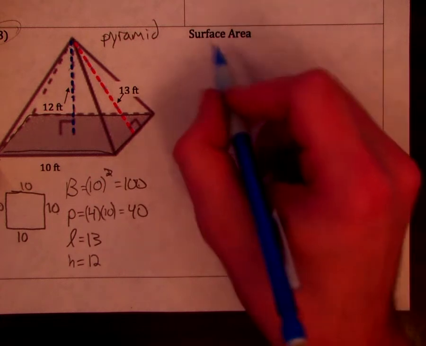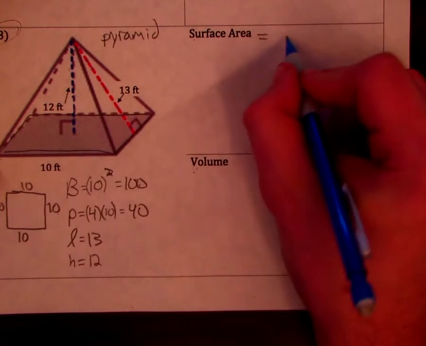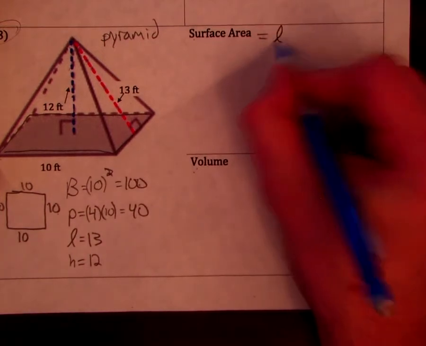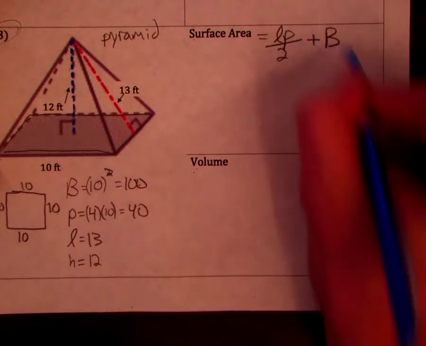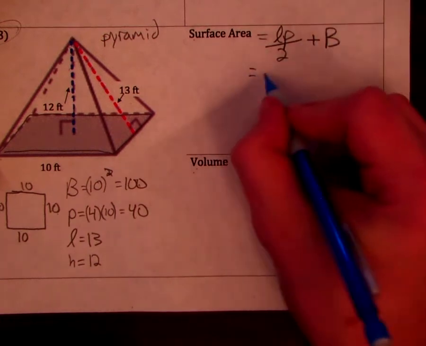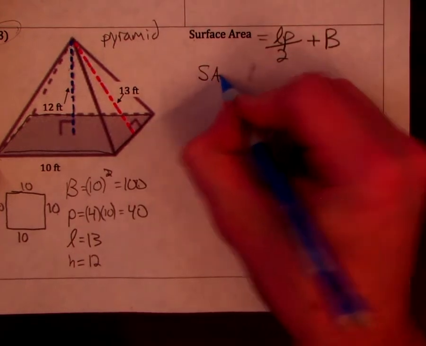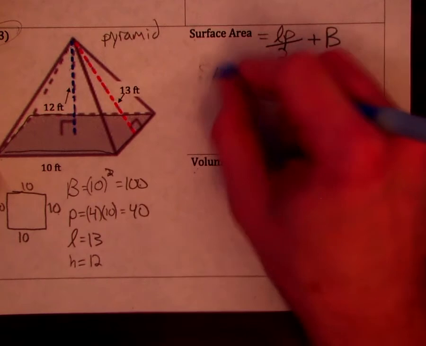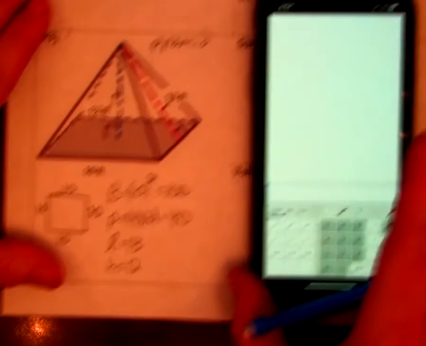labels, we want to put them into a formula. For the surface area, the formula is as follows: the slant height times the perimeter of the base divided by 2, and we're going to add the area of the base to that. Substitute in your values for your variables. So we'll say surface area is equal to, well, you know what, let's actually just use the Desmos calculator. Let's see if I can slide this in here for ourselves.